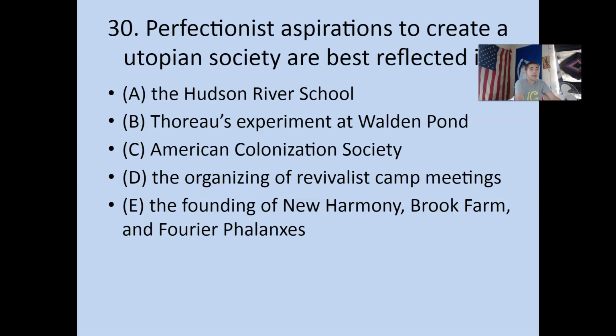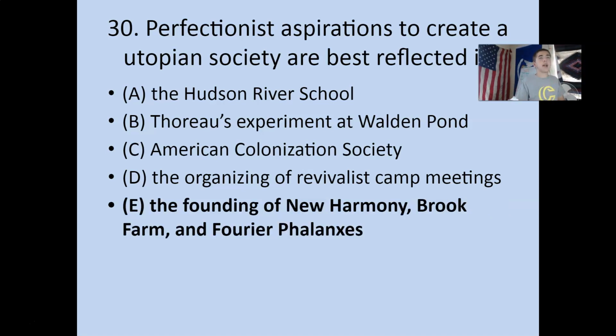Perfectionist aspirations to create a utopian society are best reflected in A. The Hudson River School. B. Thoreau's experiment at Walden Pond. C. American Colonization Society. D. The organizing of revivalist camp meetings. Or E. The founding of New Harmony, Brook Farm, and Fourier. That's the answer.